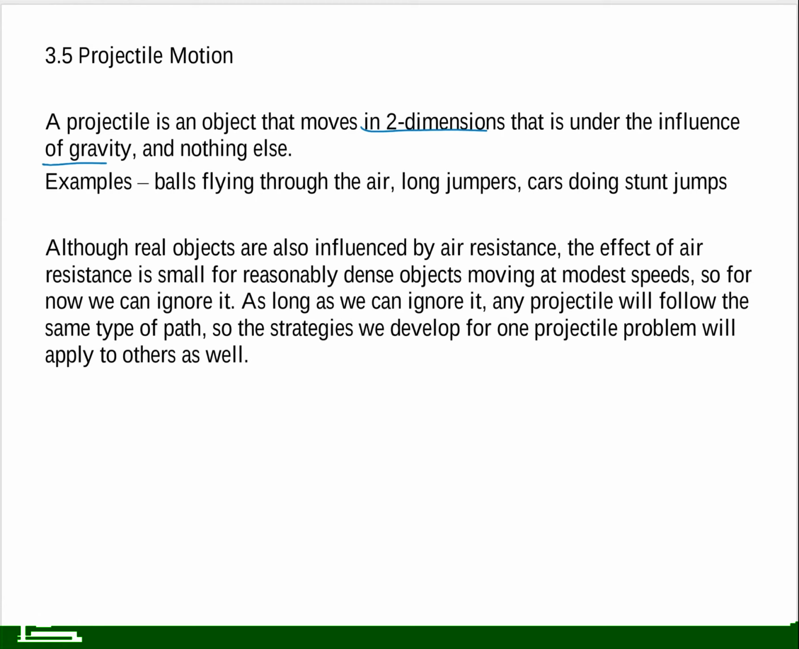Only gravity is influencing this object as it flies through whatever space it's in. We can just say through whatever space it's in. Only gravity is influencing this thing. So examples: a ball flying through the air, long jumpers when they make their jump, cars flying through the air in stunts, whatever. Anything that's flying through the air.